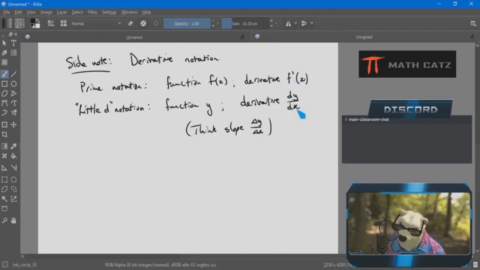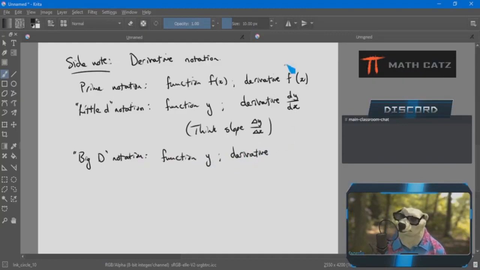Now, mathematically, these little guys called differentials have some more properties, but for now, really, it's just a name of the derivative. I could have called the function f and then say df dx. It doesn't matter. It's just a different name for the same thing. And then I will lastly have big D notation, where I have my function. Let's call it y. And then I'm going to name the derivative. Of course, we're doing the exact same thing.